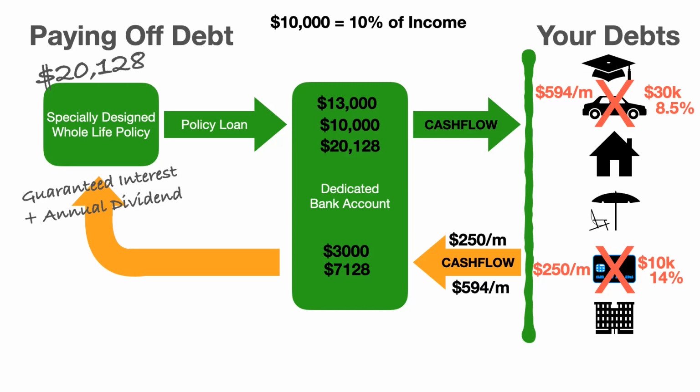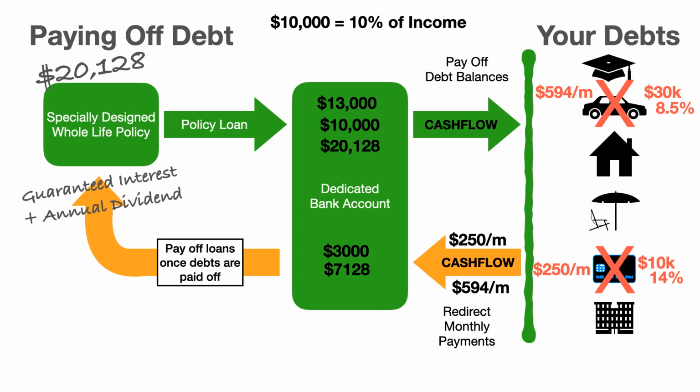Now, once you've paid your debts off, what can you do? What you do then is this is the rhythm. Pay off the debt balances completely, but you redirect the monthly payments. That's really the rhythm of it. Pay off the debt balances and then redirect the monthly payments back into your account, and then use that to pay off the loans that you had from that once the debts are paid.